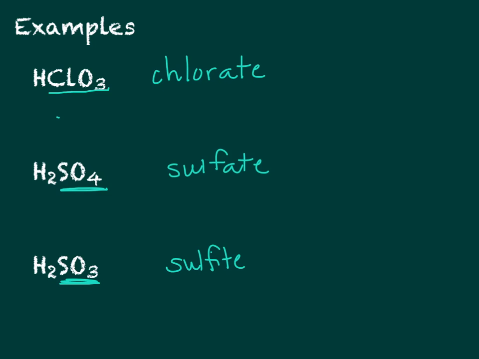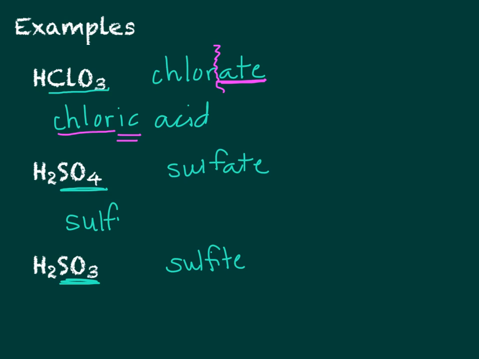HClO3 is chloric acid. We know this because our polyatomic ion ends in ATE. So we're going to drop the ATE off the name. That's where we get chlor. And then we add our suffix ic and then acid. H2SO4 is sulfuric acid. Again, our polyatomic ion ends in ATE. So we drop that ending. That gives us sulfur. We add the suffix ic and the word acid.